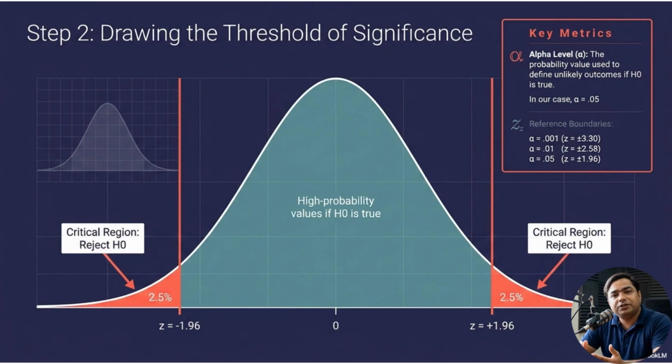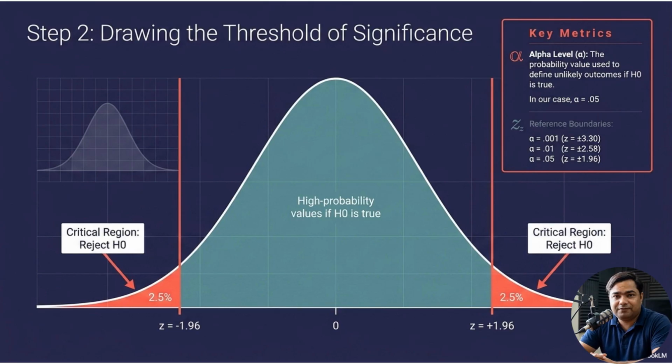The alpha level, written as alpha, represents the probability of rejecting the null hypothesis when it is actually true. In simple words, alpha is the risk level we are willing to accept. Common alpha levels are 0.05, 0.01, and 0.001. In this case, alpha is 0.05. Because this is a two-tailed test, the 0.05 is divided into two sides, so each tail contains 0.025 or 2.5%.